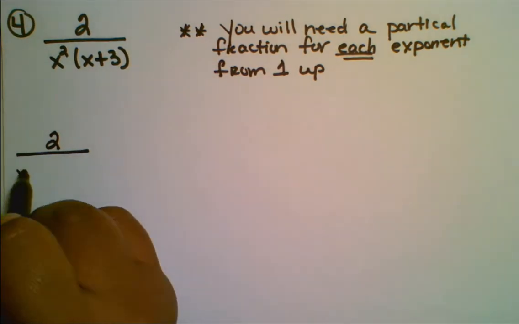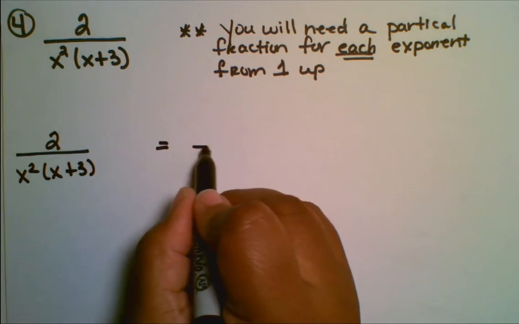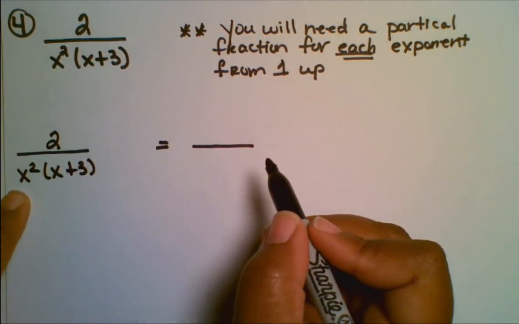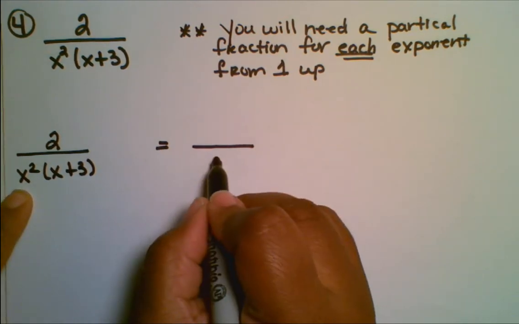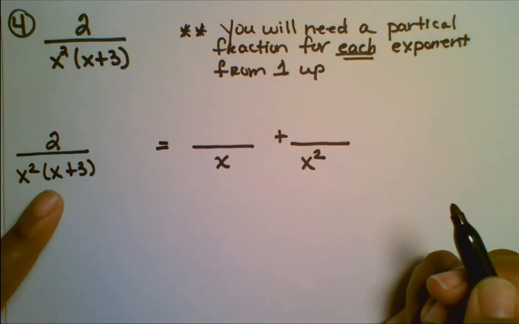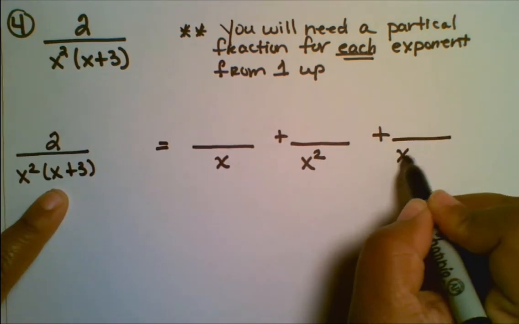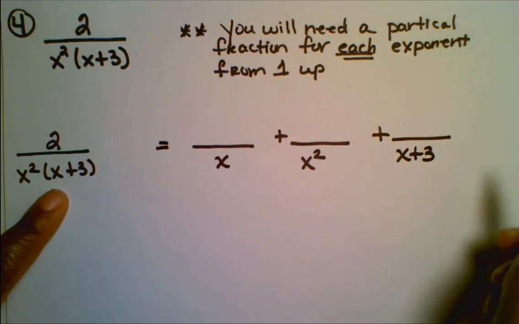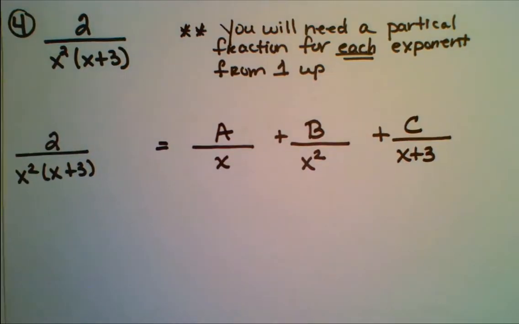Meaning, here's our question. 2 all over x squared times x plus 3 equals, we have x squared. So we're going to create a partial fraction for this x squared for each. So starting with x, then x squared, and then we have our x plus 3. So our unknowns are a, b, and c.